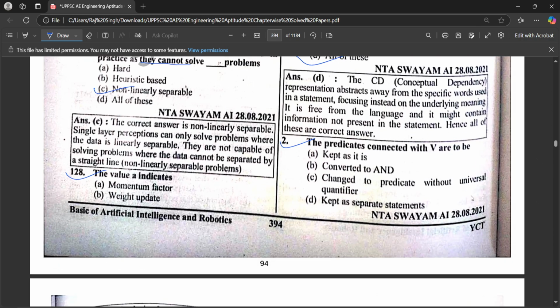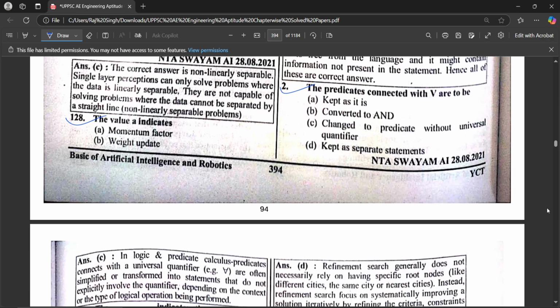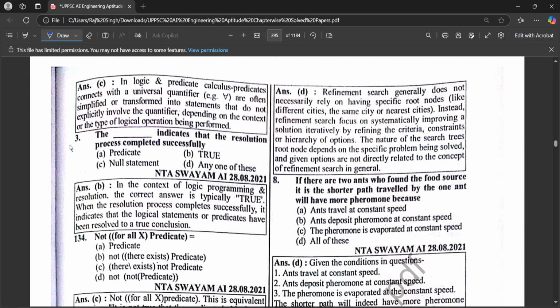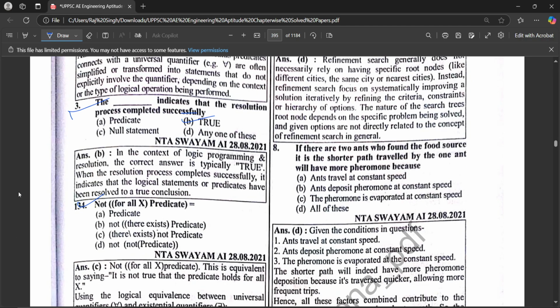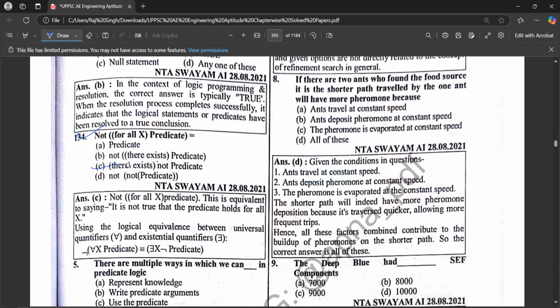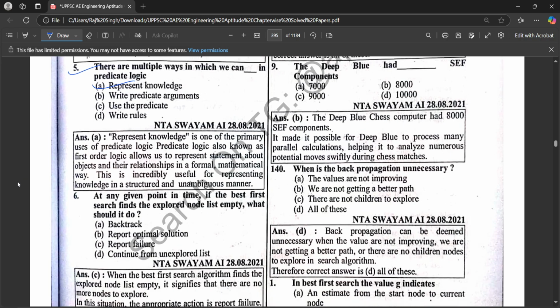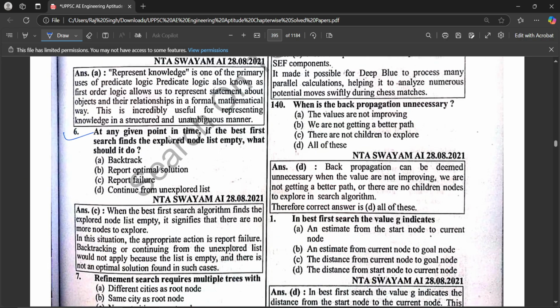The predicate connected with V or 2V, which is a change to predicate without universal quantifier. The dash indicates that the resolution process completes successfully: true. Not for all x predicate, which is there exists not predicate. There are multiple ways in which we can dash in predicate logic, represent knowledge at any given point in time.